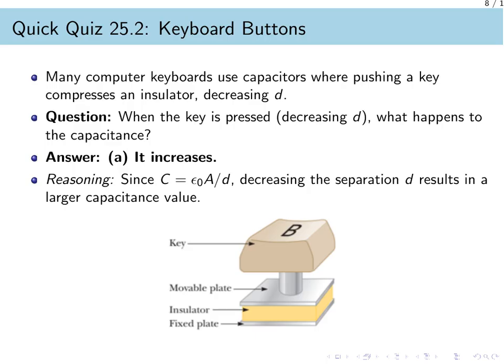When you press a key, you are physically compressing that insulator, which decreases the distance d between the two plates. Referring back to our formula, where capacitance is inversely proportional to the separation distance, we can conclude that decreasing d causes the capacitance to increase. This change in capacitance is detected by the keyboard's internal circuitry, which then registers the key press. This is a practical example of how changing the physical geometry of a capacitor directly affects its ability to store charge.